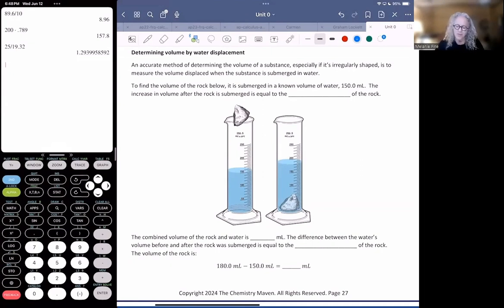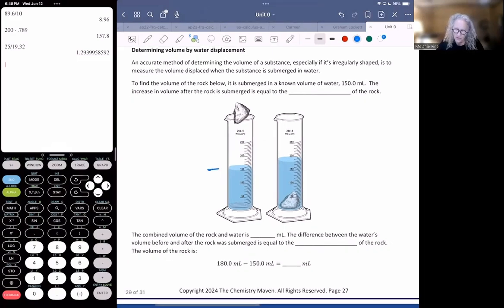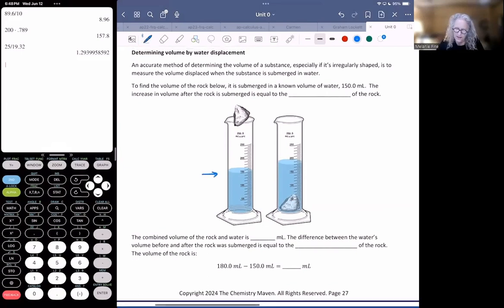To find the volume of the rock below, it is submerged in a known volume of water. So we have 150 milliliters of water here, okay? 150 milliliters. That's the volume before the rock is added. The increase in volume after the rock is submerged is equal to the volume of the rock.